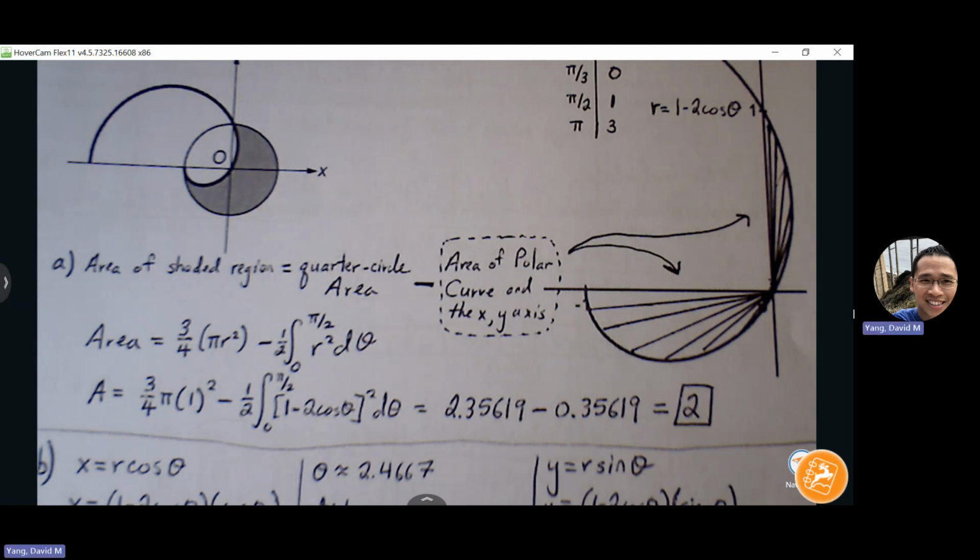Okay, so it's just a setup, right? We're not doing any calculus here. We're making the calculator do all that work for us. But it's the setup that's the challenging part that we need to make sure we know how to do.